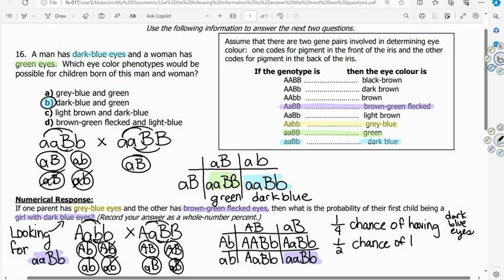And so when we're looking for the probability of two events occurring at the same time, we multiply them together. So 1/4 times 1/2 gives us 0.125. We are asked to answer as a whole number percent, so our final answer is 13%.